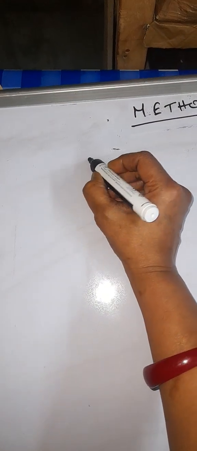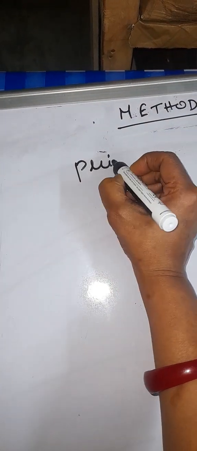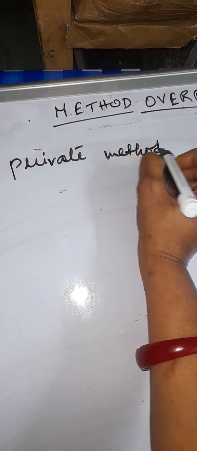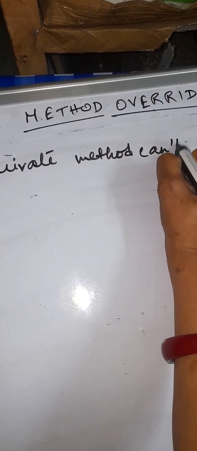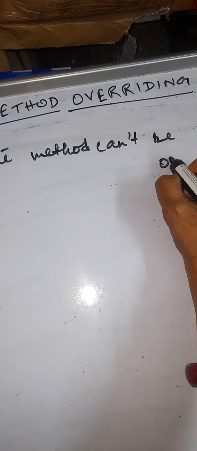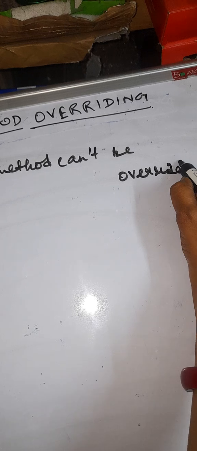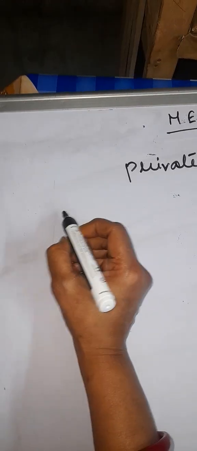And the next part: if any method in your base class is declared as private, that one also is not possible to override. So a private method also can't be overridden. Why? You see, it is not overridden. So how is it?